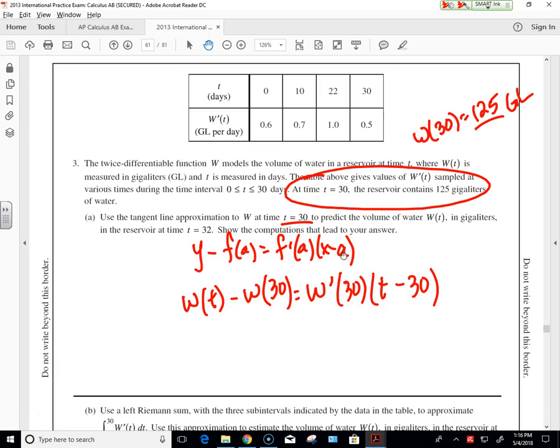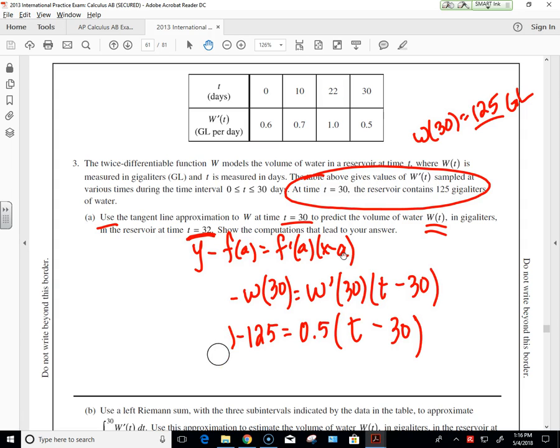We know W of 30 is 125. So I do W of t minus 125 is equal to W prime of 30 from the table, which is 0.5. Now, why am I going to leave the t blank? It says to use the tangent line approximation. I've made the tangent line at 30 to predict W of t when t equals 32. So the idea is that I can use this equation, and technically if you want to keep it separate, it's probably a good idea.